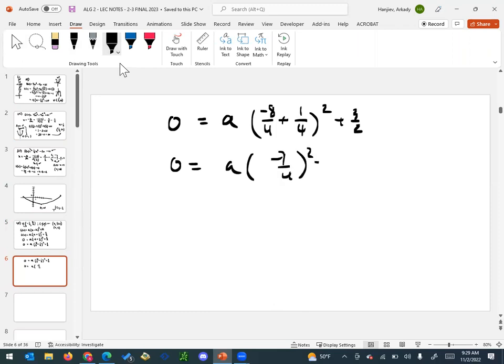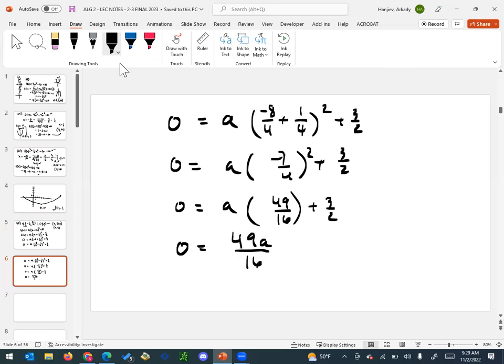Okay. We got ourselves a -7/4, someone said. Keep on going. And then we have ourselves 49/16. Is that right? After the square takes place. Whew, this is getting longer and longer. And then we have ourselves 49 over 16 plus 3/2. And you guys tell me if I'm making any mistakes here.